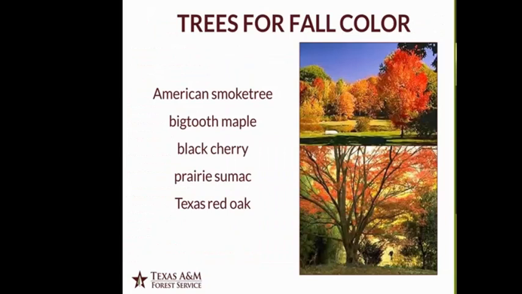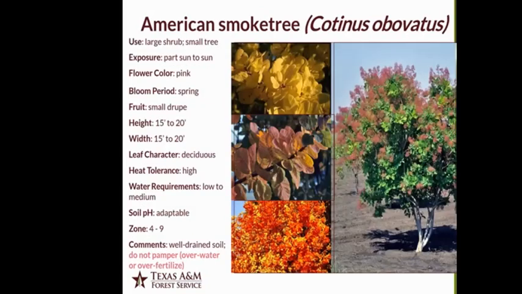All right, moving on to trees for fall color. American smoke tree, I don't see this one that often, or maybe I'm not keeping an eye out for it enough, but it has these cool flowers in the springtime. That's how it gets its name, because it looks like a smoke plume. But in the fall, it has that reliable fall color, bright orange and yellow. This one really can't be pampered too much. It doesn't like to be overwatered or over-fertilized.